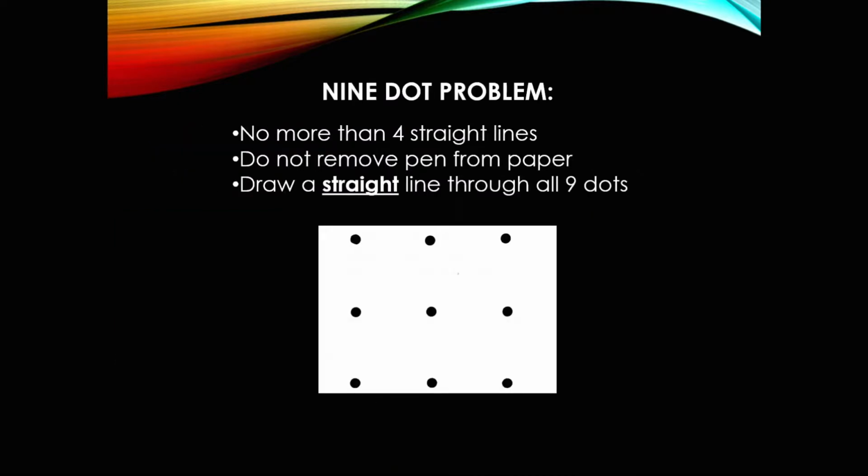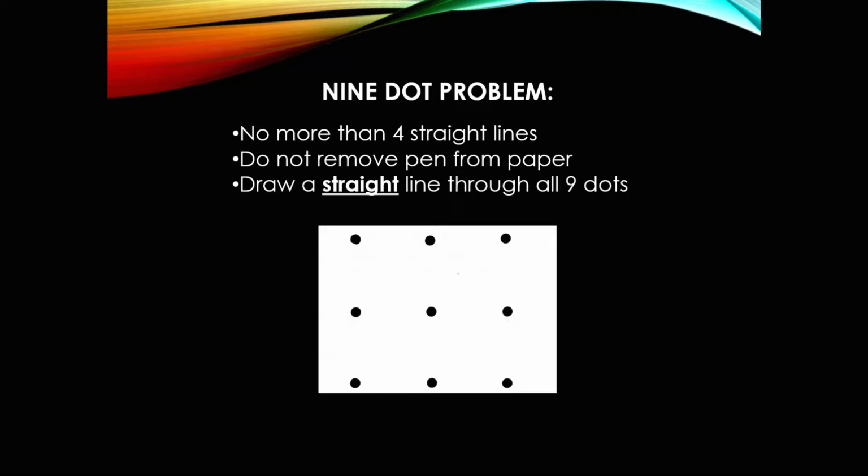Here's a quick example that I'd like you to try. So this is the 9-dot problem. Here we have 9 dots in an array, and the task is to connect or draw a straight line through all 9 dots with no more than 4 straight lines. This would be really easy if you could pick up your pen from the paper, but the goal is to touch your pen to the paper and in 4 straight lines, find a way to draw a line through all of those dots.